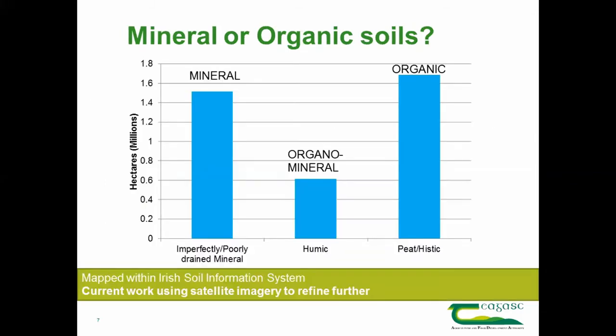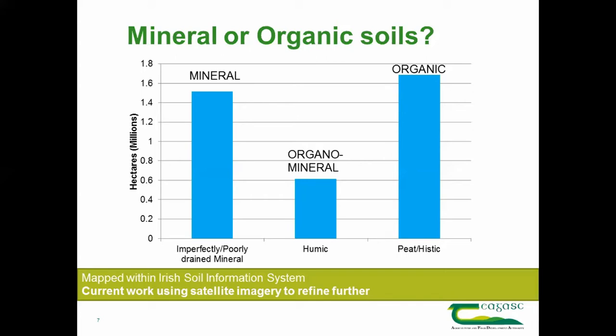In terms then of the national picture, folks, what we're just showing here is the area covered by these particular soils, and the column on the left is headlined there as mineral, but in the context of today, and my interest in the poorer drained soils, it's the mineral soils that are imperfectly and poorly drained. So you're somewhere about 1.5 million hectares of those soils.